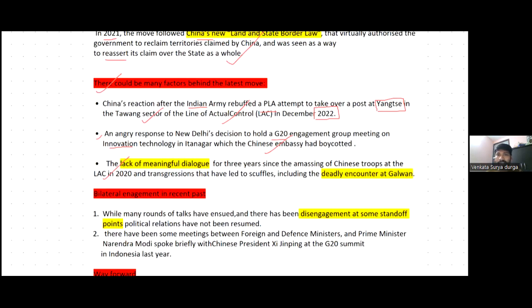So, for 3 years since the amassing of Chinese troops over the LAC since 2020, China has been increasing its presence over the LAC region, and we all know about the Galwan clashes where Indian soldiers died. Since then, Chinese soldiers have significantly increased in the border areas, and China is also developing dual use infrastructure over the LAC region. And this includes a deadly encounter at the Galwan region.